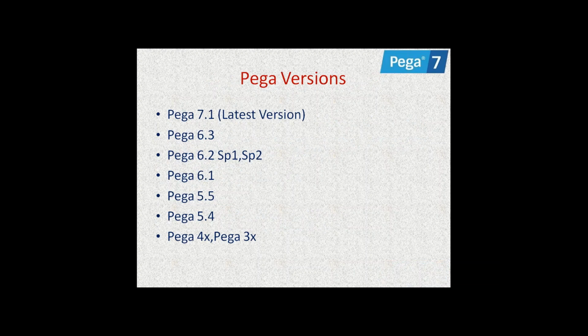These are the list of versions, the previous versions and all: 7.1, 6.3, 6.2, 6.1, 5.5, 5.4, 4.x, 3.x, 2.x, like this. Currently, only support projects or maintenance projects will be using 6.3, very rare companies. Maximum 80%, more than 80% of the companies will use the 7.1 version. So if you learn 7.1, you can easily work on 6.3 also, but if you learn 6.3, you cannot work on 7.1. Anyway, we will be having two sessions on 6.3 also, and in those sessions we will cover all the differences, the rules that differ, and all the controls.